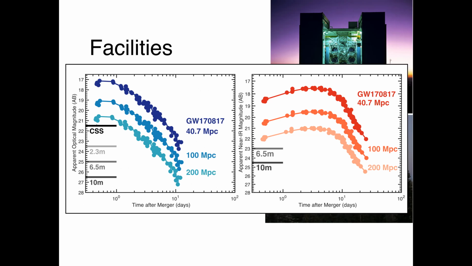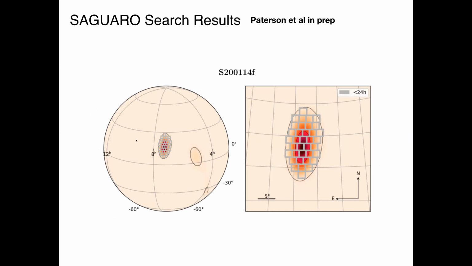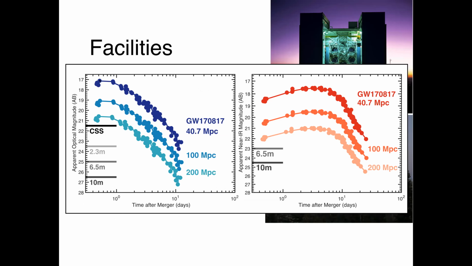So here's our CSS search. I just put the GW170817 light curve here at 40 megaparsecs, shifted it to 100, 200, etc. And you can see our CSS search. We go to about 21.5 magnitudes. We are sensitive in the first day or so to a kilonova like GW170817 out to about 200 megaparsecs. Of course, we realize now in O3 that maybe that's not good enough.